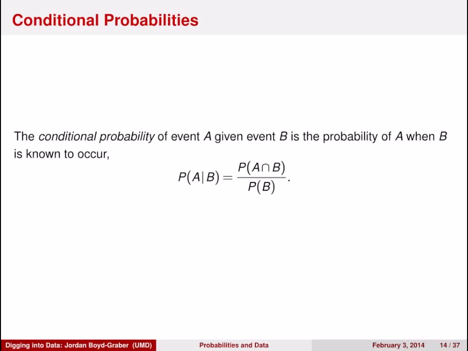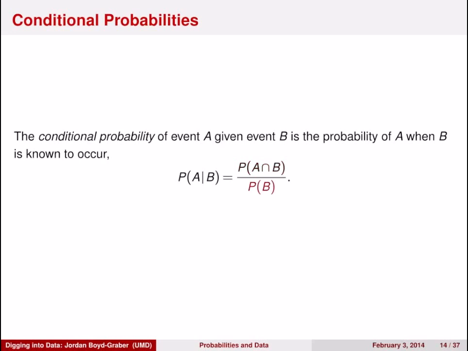In terms of notation, we'll write this as the probability of A given B, where the vertical bar between A and B is read as "given." So the probability of A given B. Mathematically, this can be derived by taking the probability of the intersection of A and B, dividing by the probability of B.